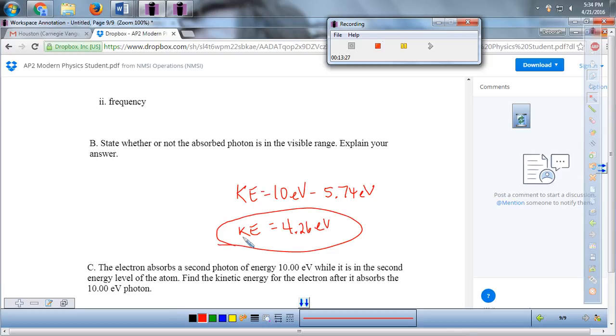All right. And if they didn't want it in electron volts, but they wanted it in joules, we could convert that. And it doesn't say, but I'm going to do it anyway. 1 electron volt is 1.6 times 10 to the minus 19th joules. So if I multiply 4.26 times 1.6, I wind up getting 6.82 times 10 to the minus 19th joules. All right, so I think we're done with the modern physics packet. I'm going to put it on YouTube.